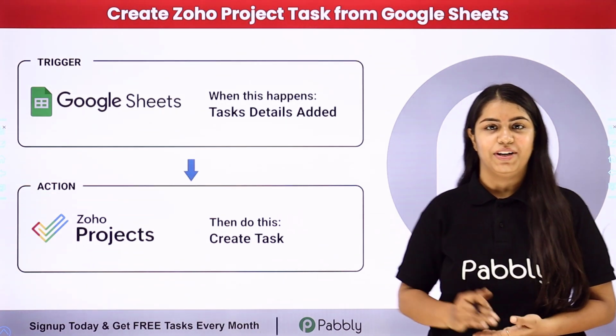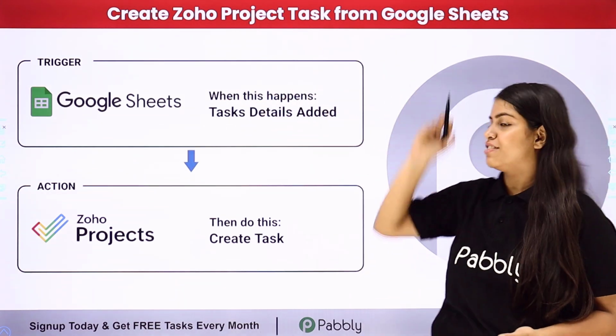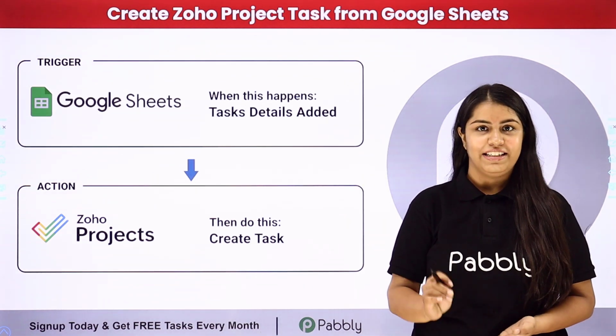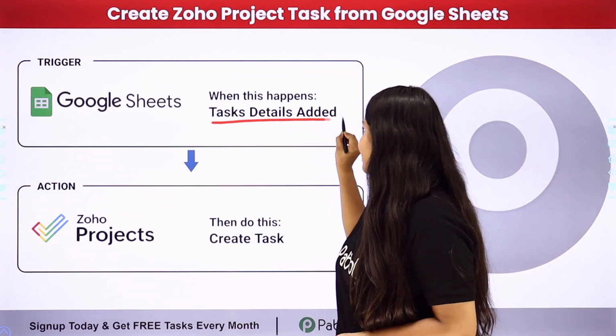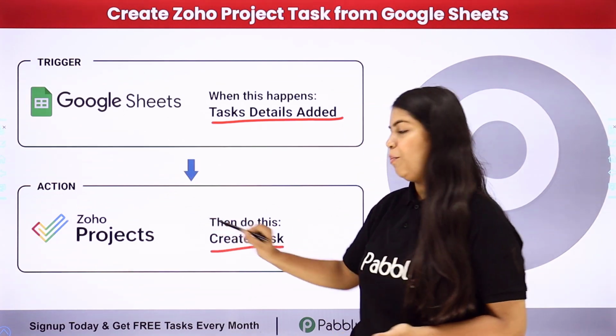The title of our today's video is How to Create Zoho Project Task from Google Sheets. So I'm running a business and I'm using Google Sheets to add task details for my employees. So I wish that as soon as a new task detail is added in my Google Sheets, automatically a task should be created in Zoho Projects.